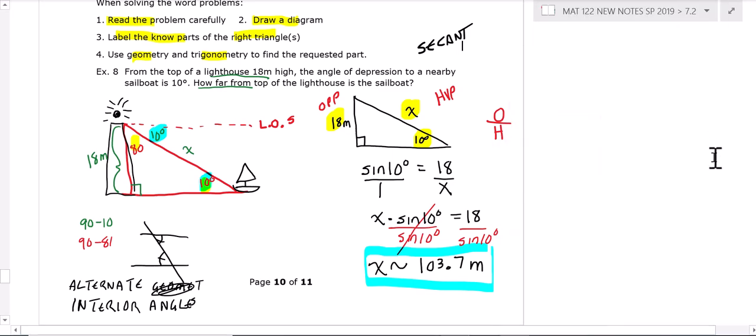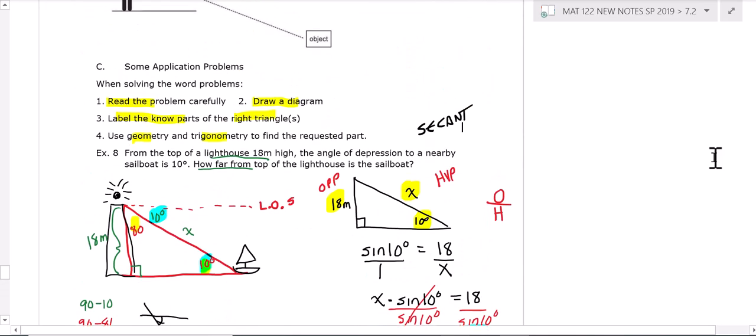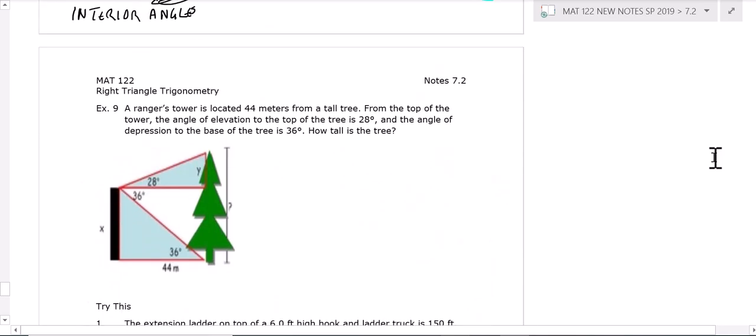Okay, so that will take care of that. I'm going to go to this last page. And what I'm going to do is one more example, and then I'll let you finish up by doing one yourself. So let's read this. We have a ranger's tower located 44 meters from a tall tree. So that's the ranger tower.